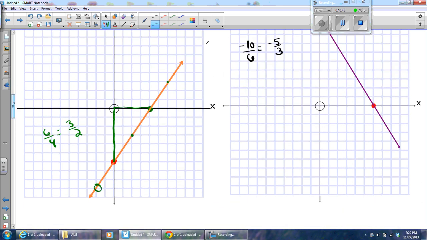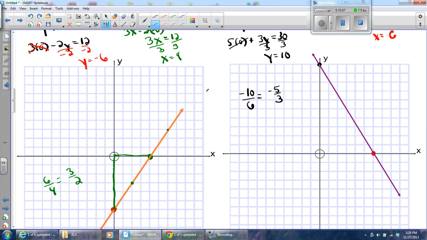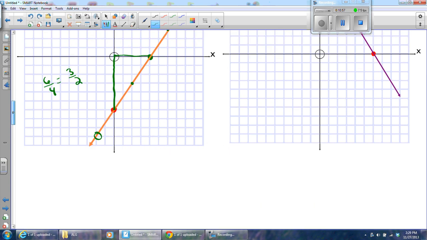And then I can find other points. So I could go down from this point here, the y-intercept, 1, 2, 3, 4, 5, and over 1, 2, 3, and look at that, I'm right on the line. Okay, let's try two more.